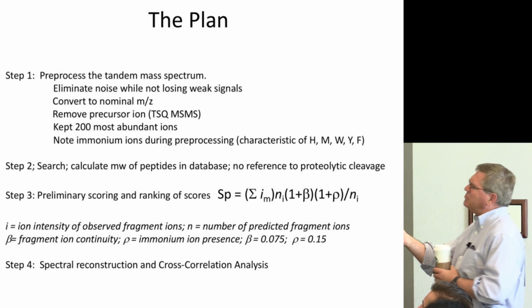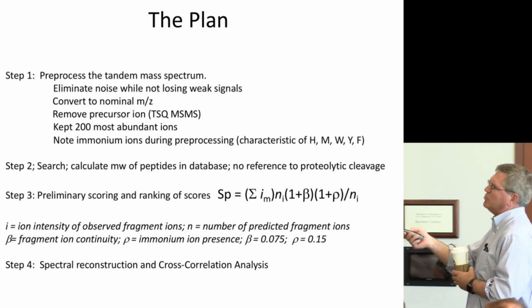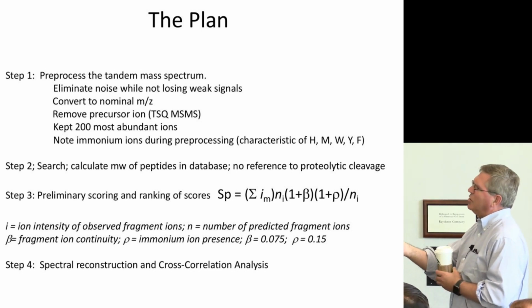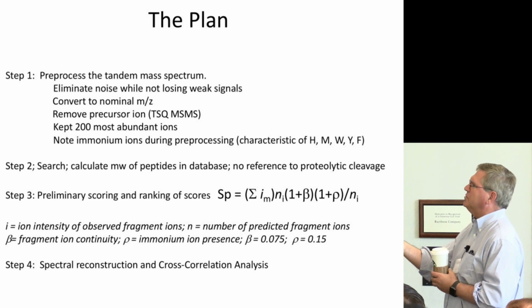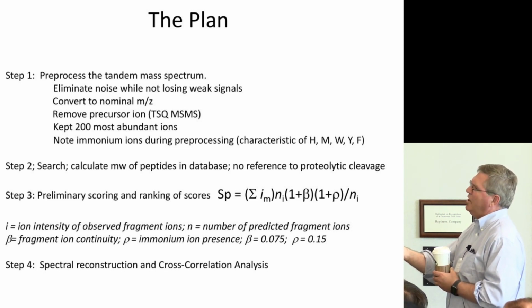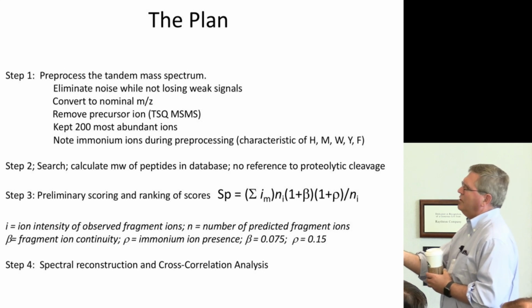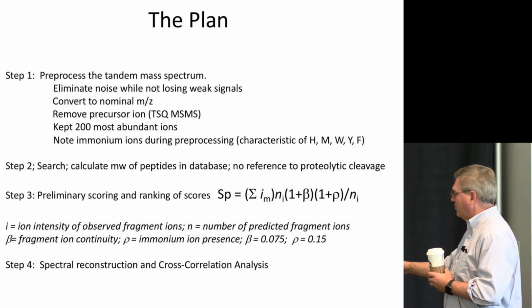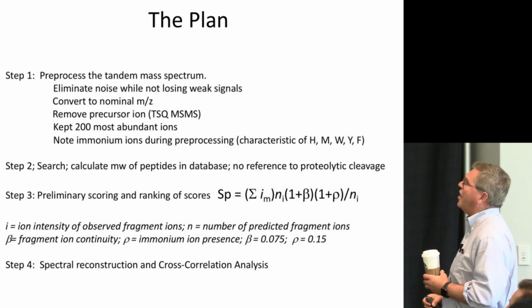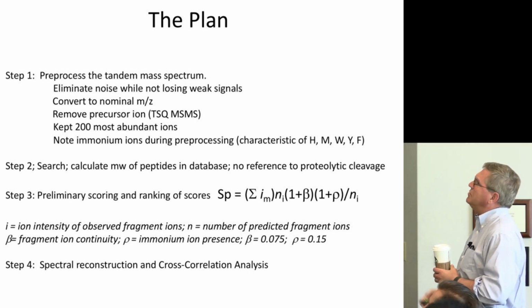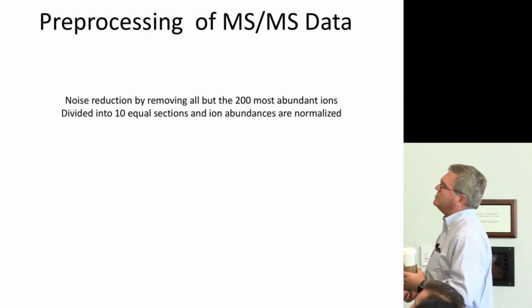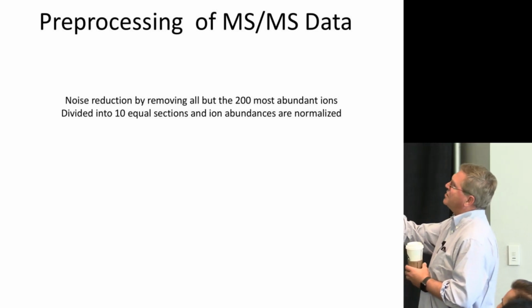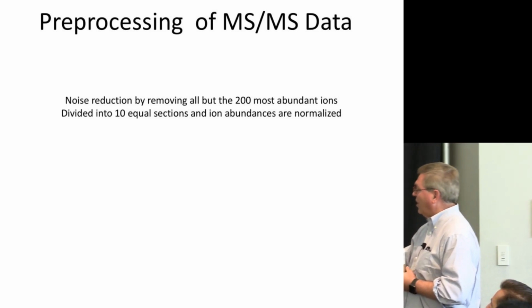And then the biggest thing was how to do a spectral reconstruction and cross-correlation analysis. There were lots of things that we could learn from library searching, but one of the things is that we had a sequence, and we had to do something to try to match the sequence to the spectrum. I had a thing in my head on how I wanted to do that. So we did noise reduction by removing all but the 200 most abundant ions. Then we divided them into 10 equal sections, and ion abundances were normalized.